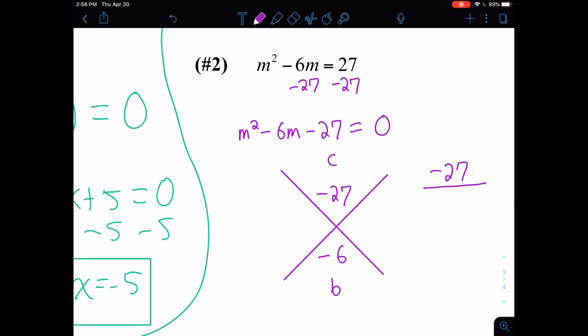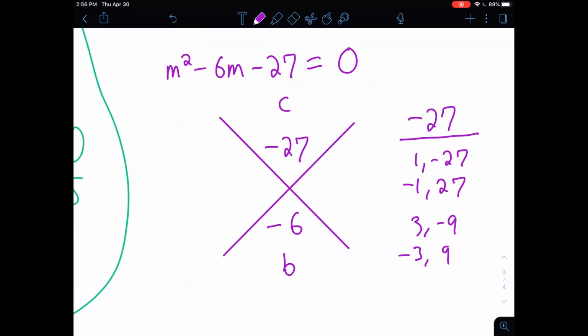So what multiplies to negative 27? Well, we got 1 and negative 27, or negative 1 and positive 27. What else multiplies to 27? 2 doesn't go into it, 3 does. 3 times negative 9, or negative 3. That was embarrassing. Negative 3 times 9. Okay. Anything else going to 27? I don't think so. And so which of these, if we add these, are going to add to negative 6?